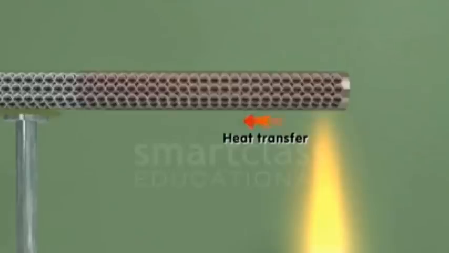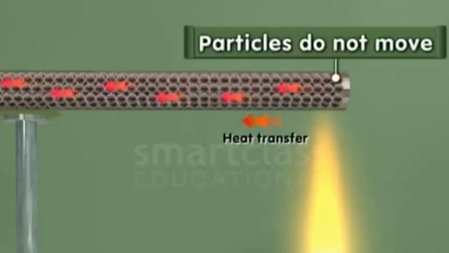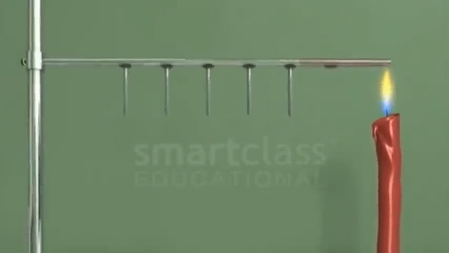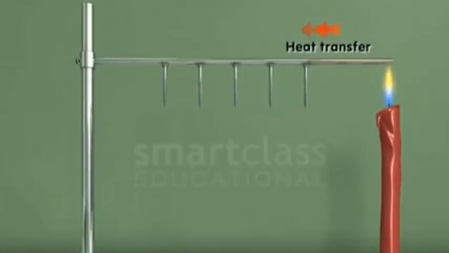During conduction in a solid, heat is transferred along the body of the solid from one particle to another without the movement of the particles. Hence, conduction is defined as the flow of heat through a solid without the actual movement of the solid.